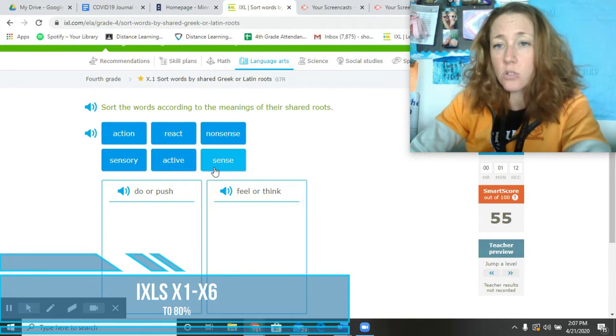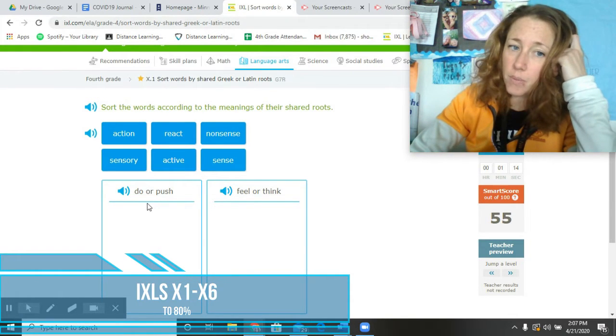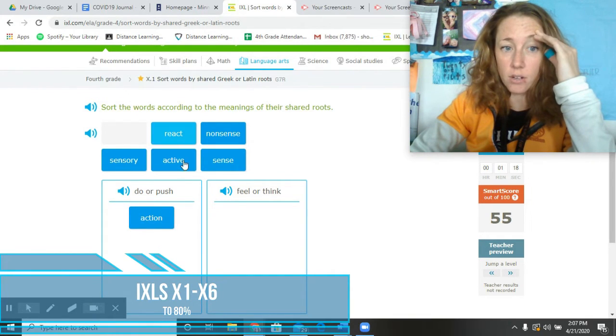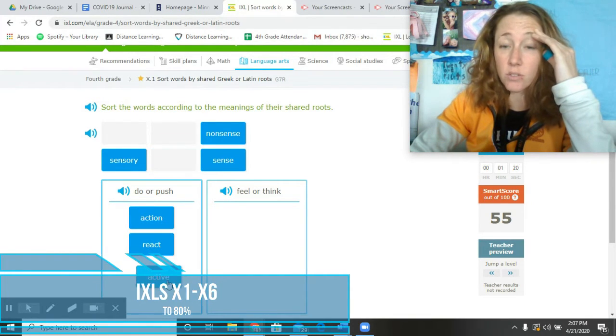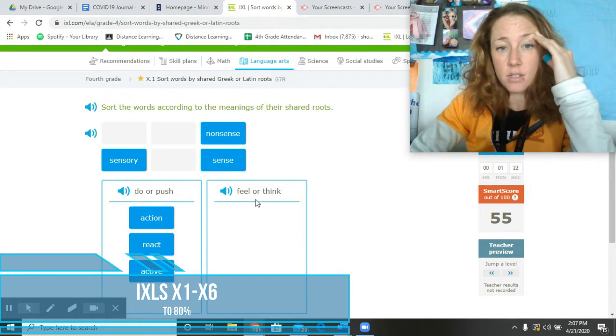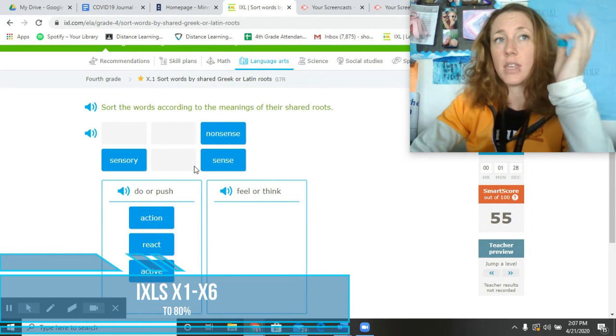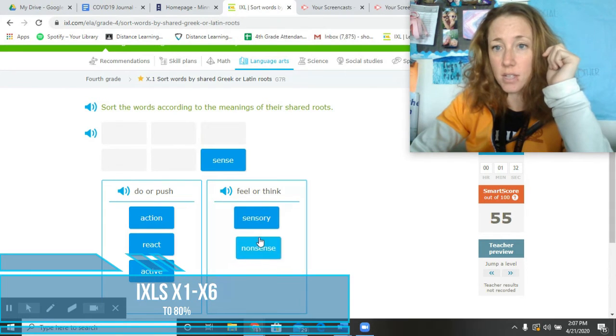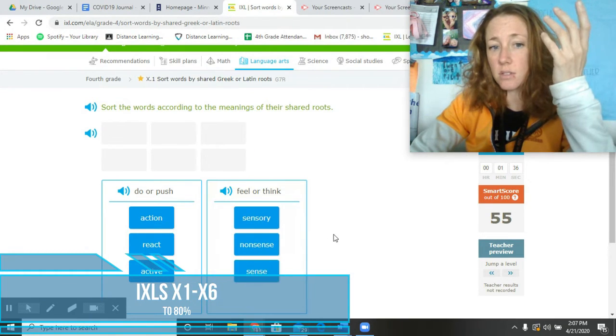So sense. So I know before it is, if I'm doing something, it's an action, right? So action will go here, react would go here, active would go here because you're moving. Feel or think. Well, you have your 5 senses, and that's how you touch, taste, hear, feel. So that'd be sensory. Nonsense doesn't make sense. You can't feel it or see it. And then just sense.